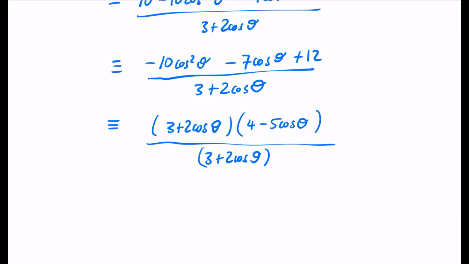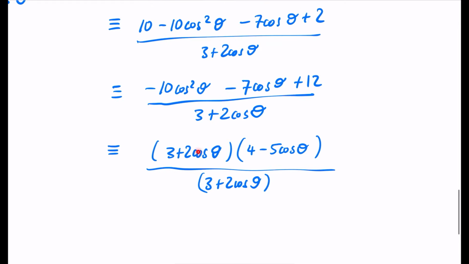Let's see if the numerator does expand correctly. We have the minus 10 cos squared theta, great. We would have an 8 cos theta and a minus 15. 8 minus 15 is minus 7. And we have the 3 and the 4, which is the 12. So we didn't actually factorize it. We kind of cheated our way to it, but it's a perfectly acceptable way. These cancel out, and so we end up with 4 minus 5 cos theta.